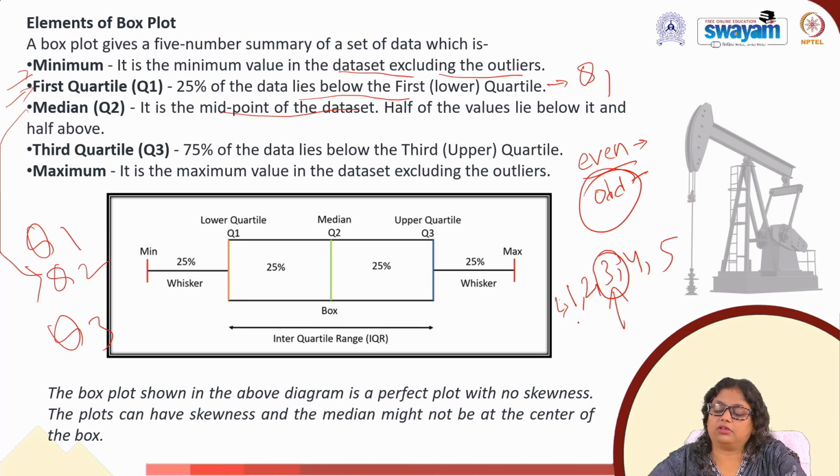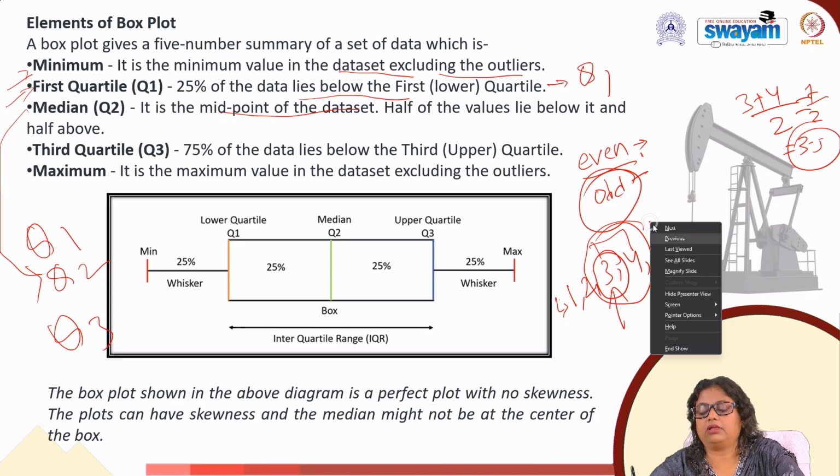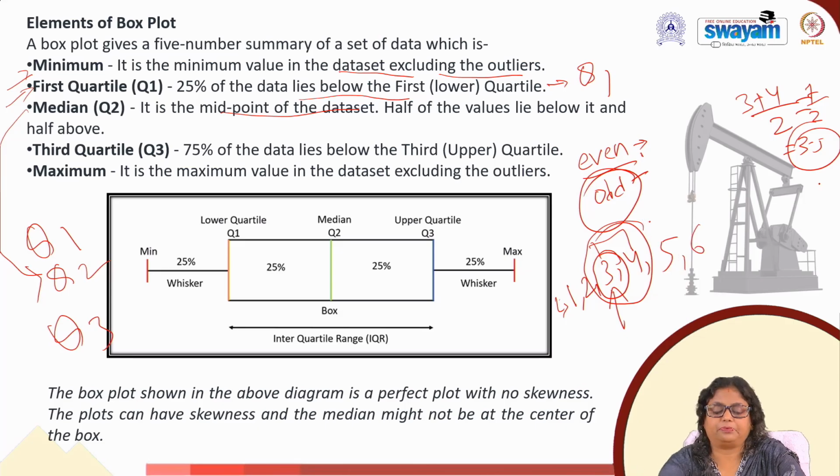When we talk about an even number, say after 5 there is a 6, these two values we need to consider for the median. So 3 plus 4 divided by 2, so 7 by 2, 3.5. This is the median value. So whether we have an even number or odd number of data points, the median calculation will vary.